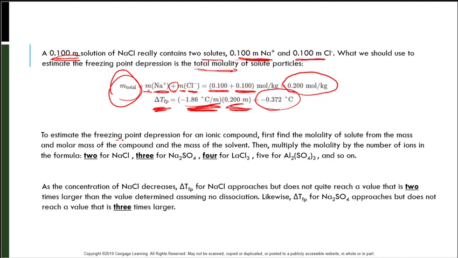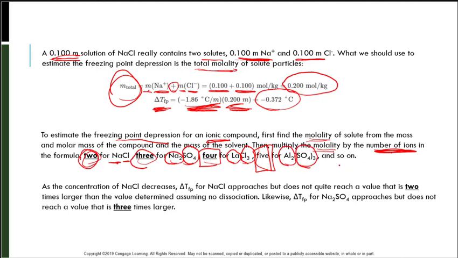So to estimate the freezing point depression for an ionic compound, first find the molality of the solute from the mass and molar mass of the compound and the mass of the solvent. Then we multiply the molality by the number of ions in the formula. That would be 2 for NaCl because there's 1, 2. 3 for Na2SO4 because there'd be 2 Na's and 1 SO4. 4 for LaCl3. There's 1 La plus 3 chlorines. And 5 for aluminum sulfate, 2 aluminums plus 3 sulfates. Hopefully you get the idea.